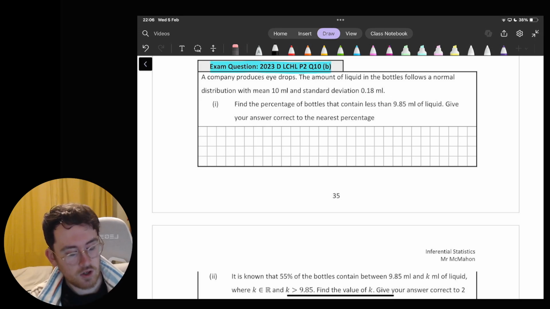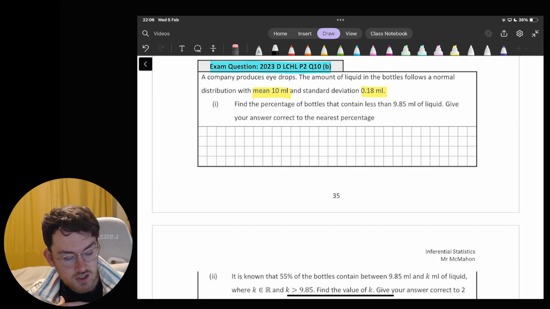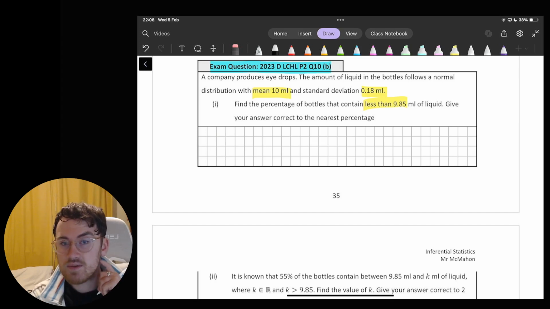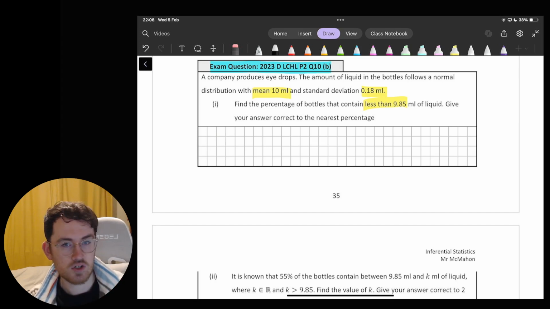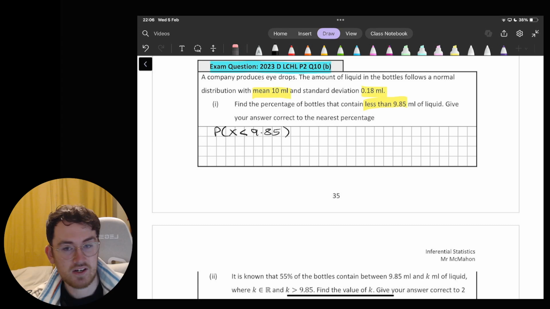So we're looking next at a company that produces eye drops. The amount of liquid in the bottles follows a normal distribution with a mean of 10 and a standard deviation of 0.8 milliliters. Find the percentage of bottles that contain less than 9.85 milliliters. Reading this question, I'm looking for the percentage or proportion of bottles that contain less than 9.85 milliliters of liquid. Essentially, I want the probability that if I pick a bottle, it would have less than 9.85 milliliters of liquid here.